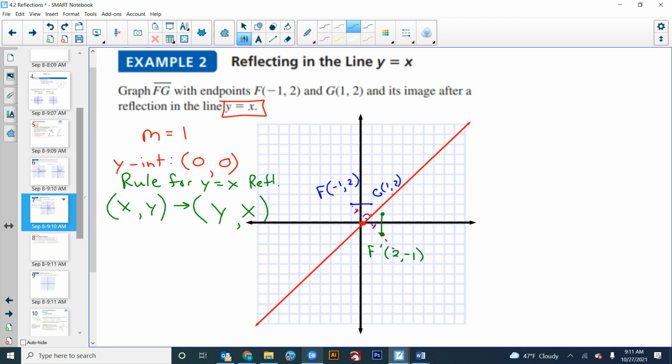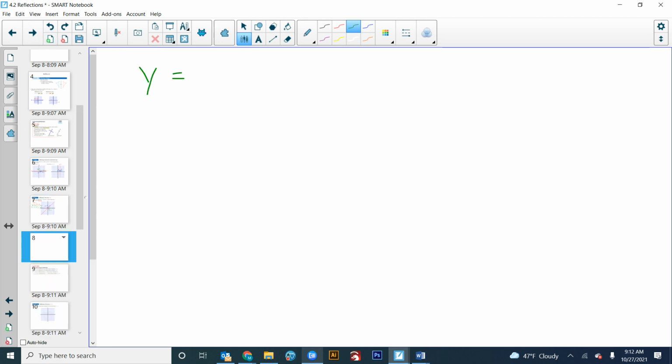Okay? Now, we'll get into y equals negative x. Do you guys want to just write down the one for y equals negative x now to finish it off? All right. So y equals negative x reflection. x, y turns into negative y, negative x. x, y turns into negative y, comma, negative x. And we've developed all the other ones. We don't have time to develop that one right now.